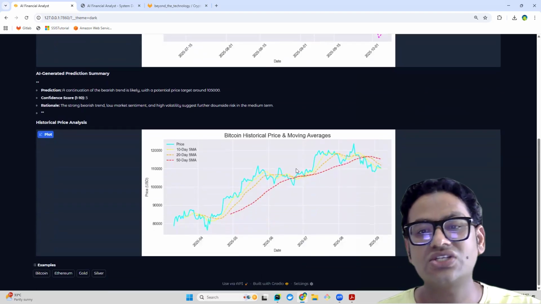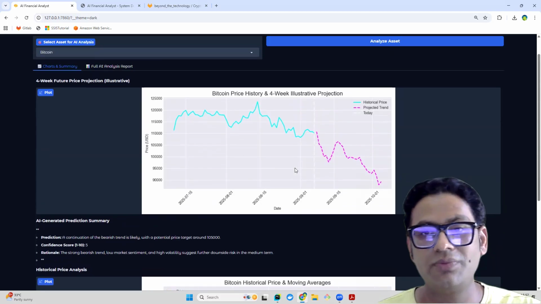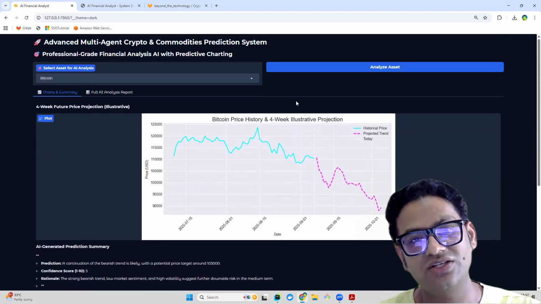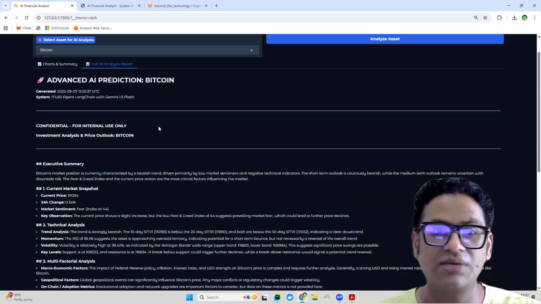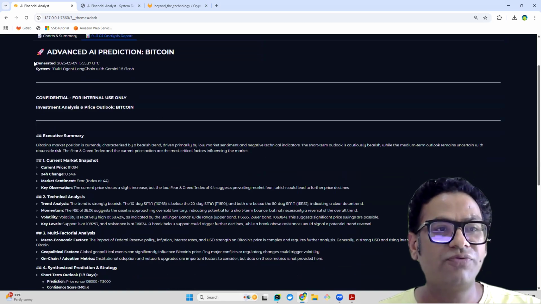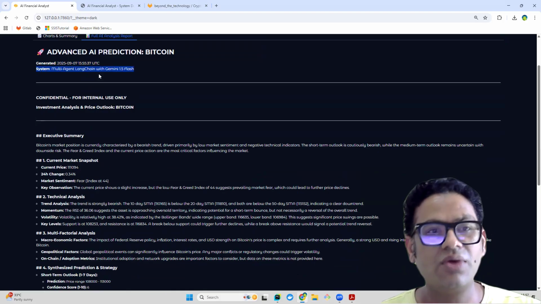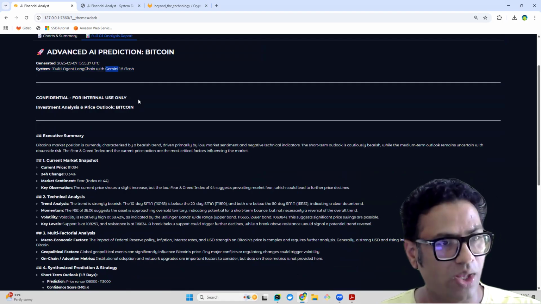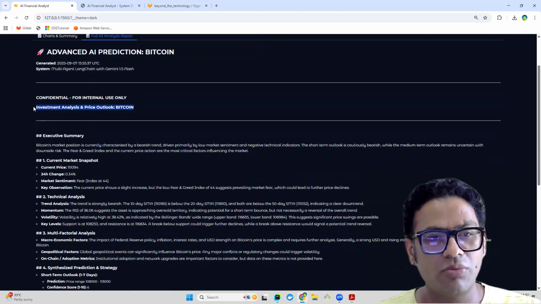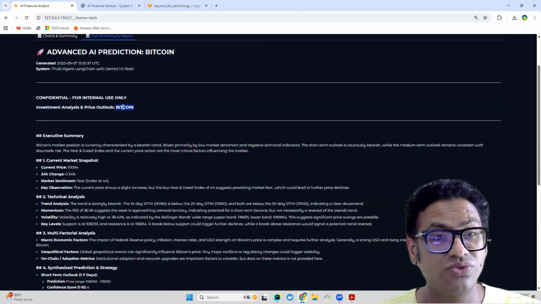And now this is the historical chart. So this is actually being generated with the help of this AI chart. Now we have this another tab where we can see the detailed synthesized report, which I just mentioned. So the first part is just telling at what time we have run this, the system name, which is multi-agent LangChain. We are using LangChain to communicate with Gemini 1.5 Flash for now. We can change this to 2.5 Pro as well. And the commodity or cryptocurrency which I used is Bitcoin.